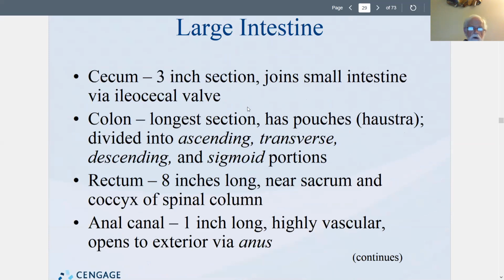The colon is the longest section. It has pouches, and we call those haustra. And it's divided into ascending, transverse, descending, and at the very end, the sigmoid portions. And then after the sigmoid, we go to the rectum, which is about an 8-inch long section near the sacrum and the last bone of the spinal column, the coccyx.